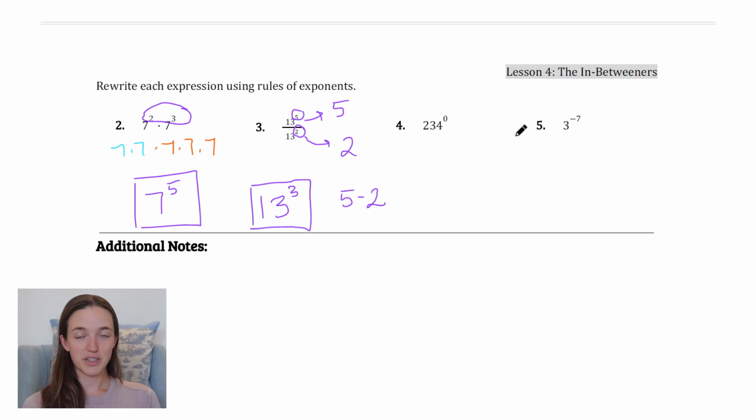Okay, next, super easy. Anything raised to the 0 is 1. Kind of seems like a random math fact that you need to know, but you'll actually see why that is in a future lesson coming up.